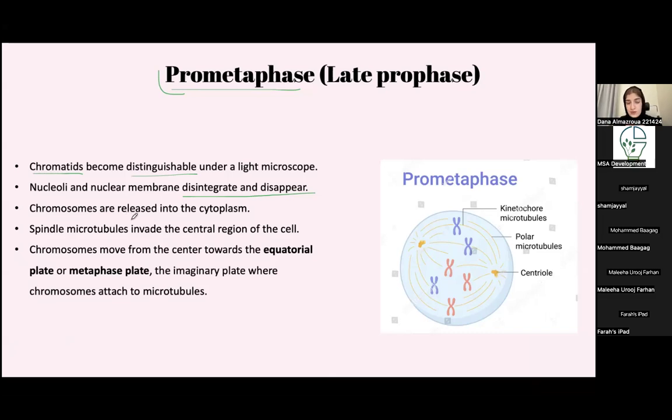And now the chromosomes, because we've removed the nuclear membrane, are released into the cytoplasm. It makes sense because there is no nuclear membrane, so the chromosomes would go all over the cytoplasm. Now the spindle microtubules invade the central region of the cell. I'm going to explain this more in metaphase, so they start going more towards the center. Now the chromosomes move from the center towards the equatorial plate or metaphase plate. Okay, I'll explain it in metaphase.